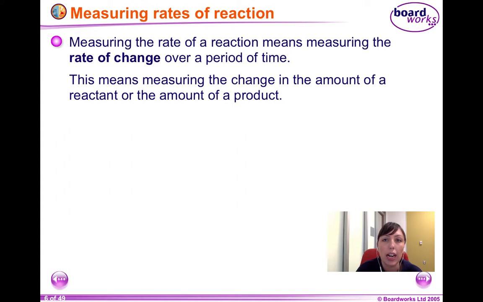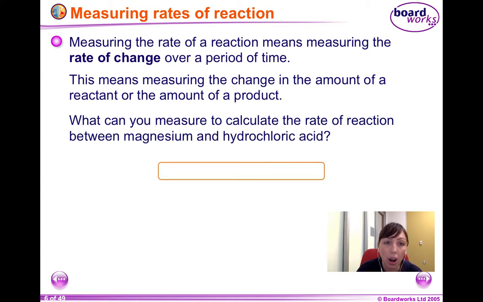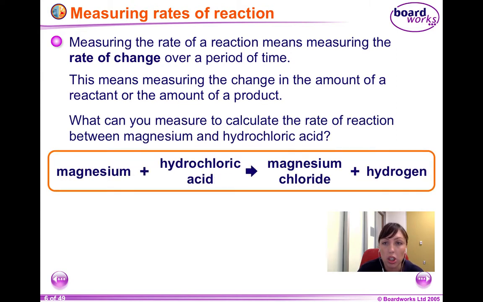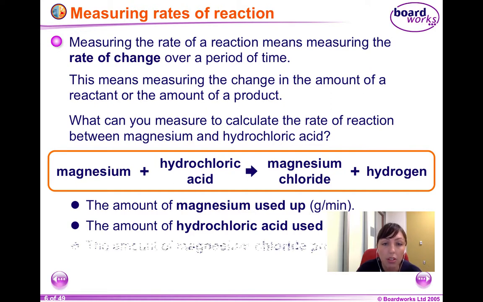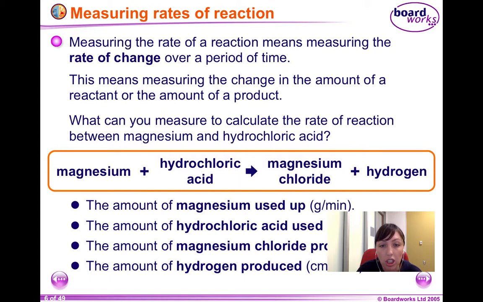So measuring the rate of a reaction means measuring the rate of change over a period of time. This means measuring the change in the amount of reactant or the amount of a product. So what can you measure to calculate the rate of reaction between magnesium and hydrochloric acid? Here's your word equation: magnesium plus hydrochloric acid yields magnesium chloride plus hydrogen. The amount of magnesium used up, the amount of hydrochloric acid used up, the amount of magnesium chloride produced, and the amount of hydrogen produced are ways that you can measure the rate of reaction.